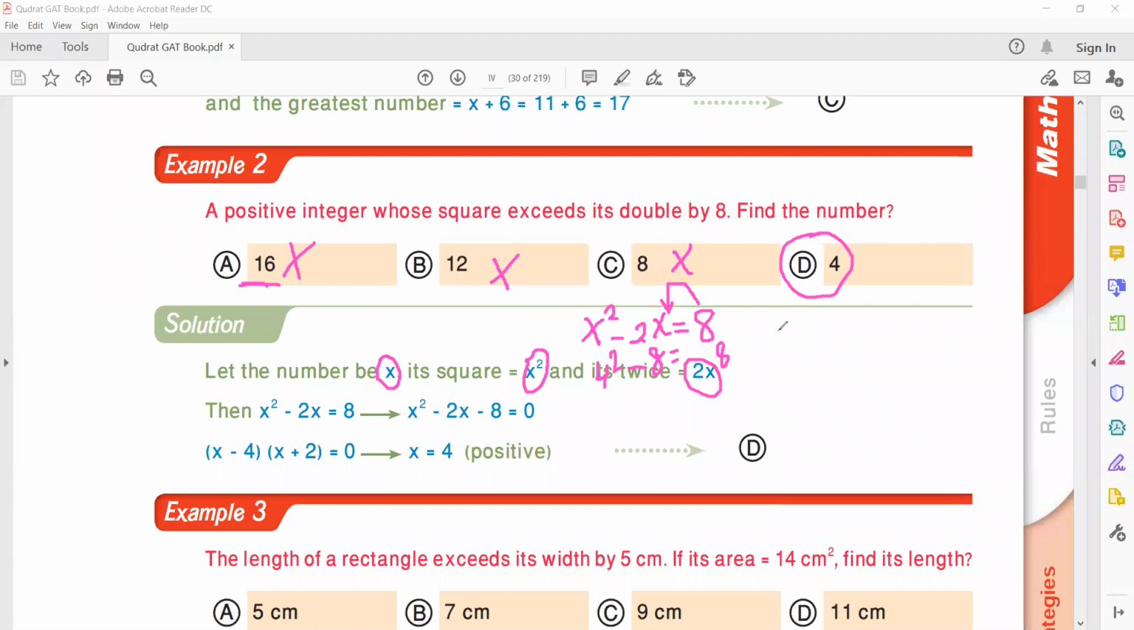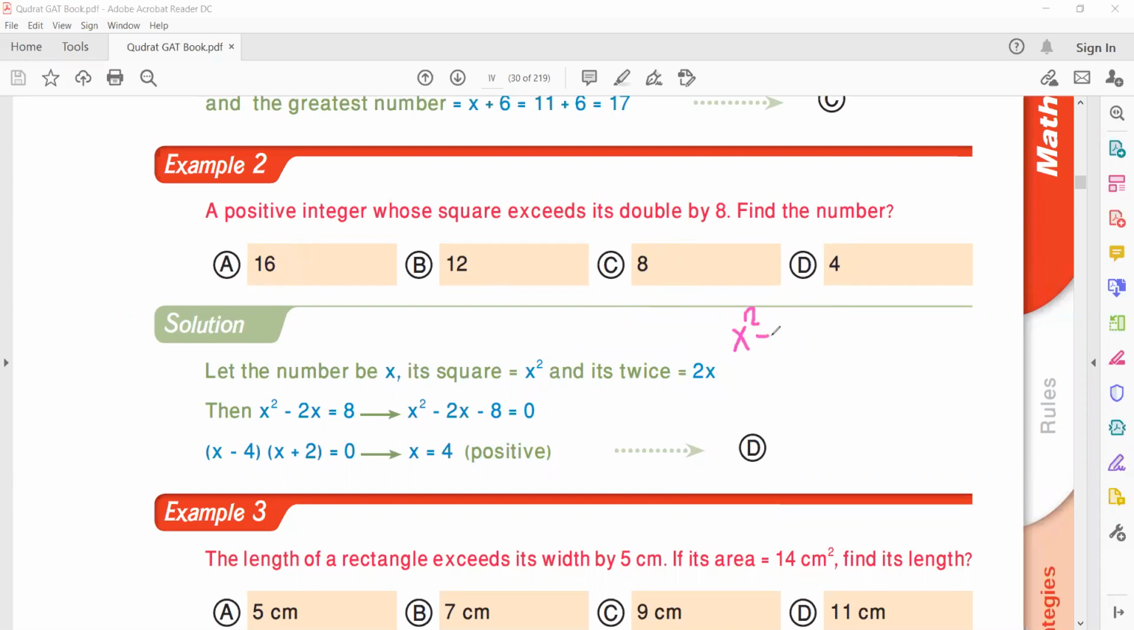Without solving the problem, without solving the equation, I only try the answers, and then I get the answer. Okay, if I want to solve it, pay attention to how I solve this problem. If I have x squared minus 2x equals 8, do you know how to solve this problem?